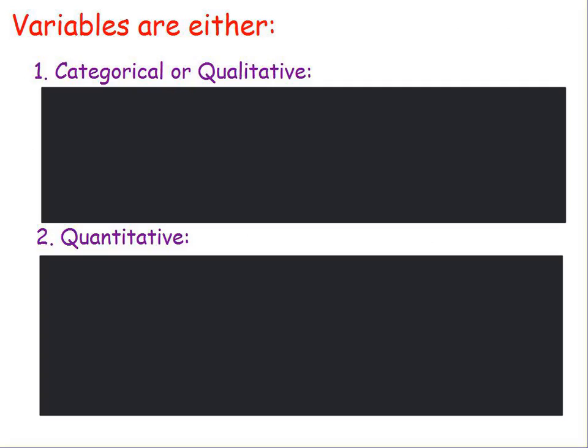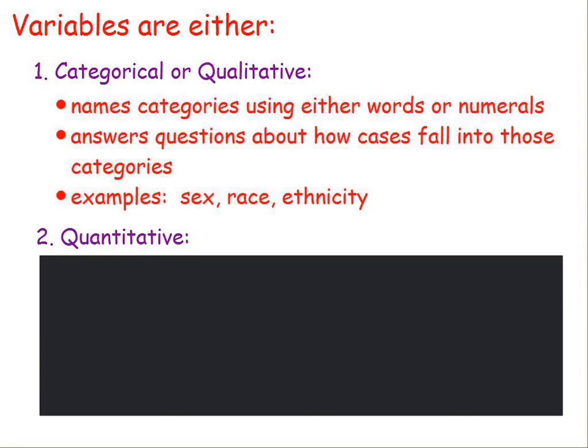Now, variables can be divided into two different categories. The first category is what we call categorical or qualitative. You'll hear both used, but we do use categorical more often. These are naming categories. You can use either words or numerals, but they are naming something. They answer questions about how cases fall into categories.